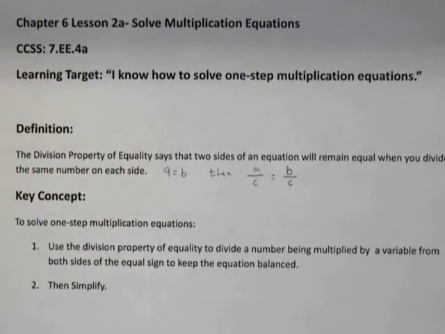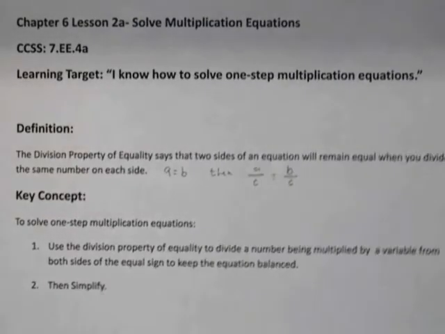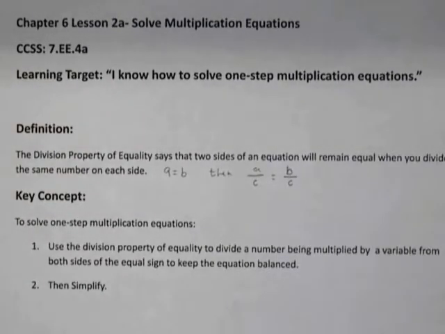Nothing's going to change. So the key concept here is to solve one-step multiplication equations. We have to first use the division property of equality to divide a number being multiplied by a variable from both sides of the equal sign to keep the equation balanced. Then we simplify. Alright, so let's do just a couple of examples here.